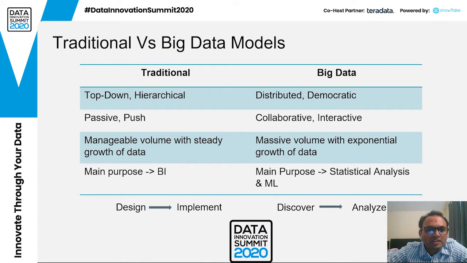Traditional data model usage is top-down, hierarchical, and more of slicing and dicing, while big data models are used in a democratic fashion. Traditional models are more on a passive and push methods, while big data models are more collaborative. Data volume increases at a steady pace in traditional applications, while big data grows exponentially. Lastly, the main purpose is BI for traditional models, while big data models are used for statistical analysis, ML, and several other use cases.